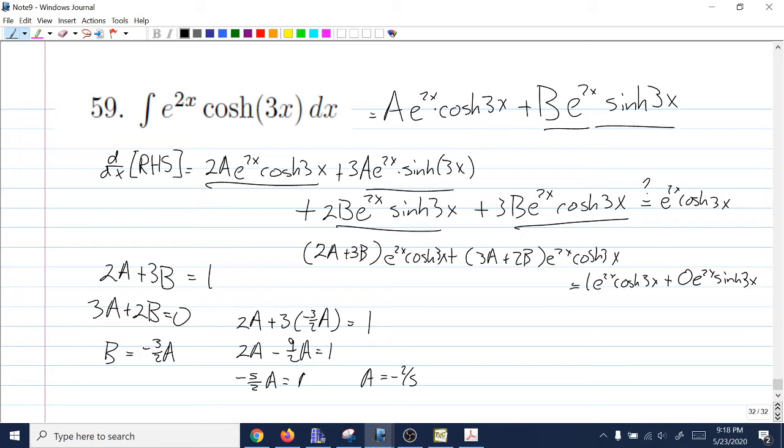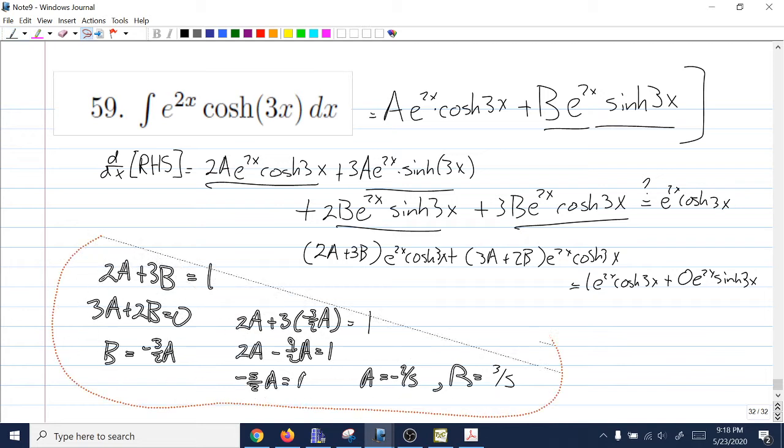Is that right? I believe it is. So b is negative 3 halves a. Negative 3 halves times negative 2/5 will be positive 3/5. a is negative 2/5, b is 3/5. I've got an answer. I mean, I said my answer was this, I just didn't know a and b. Now I know the a and b.